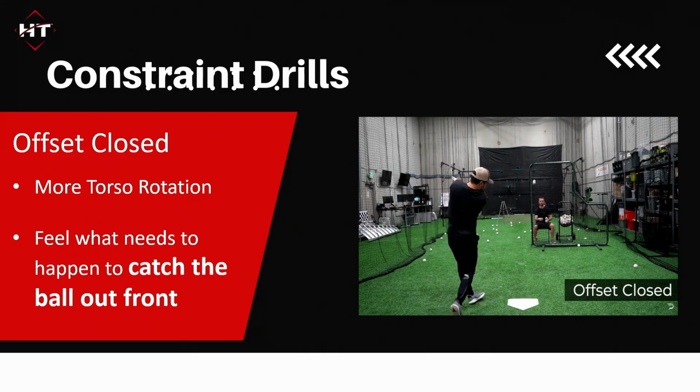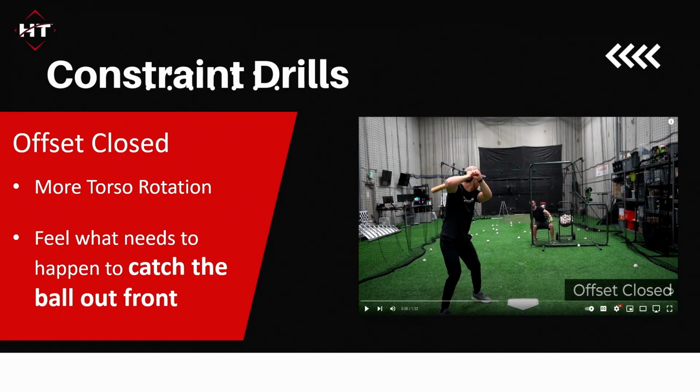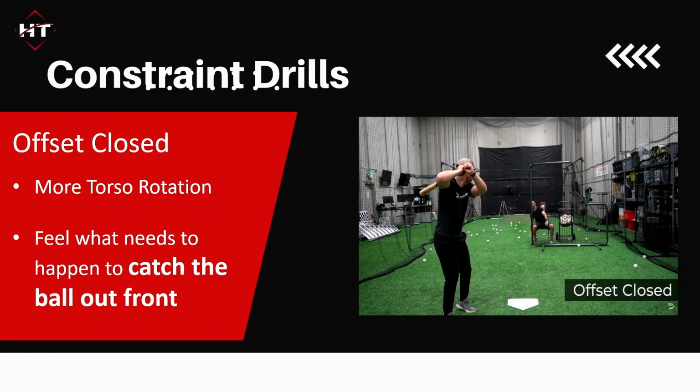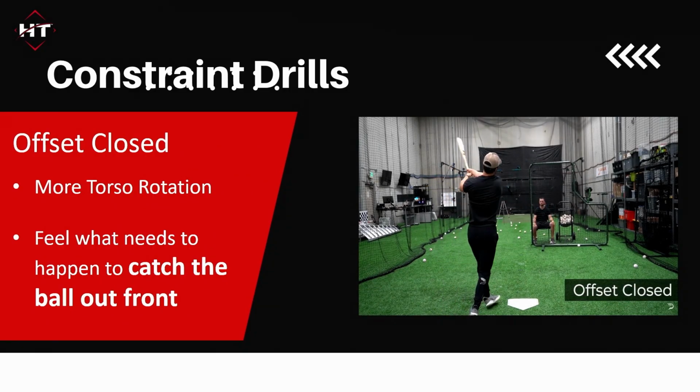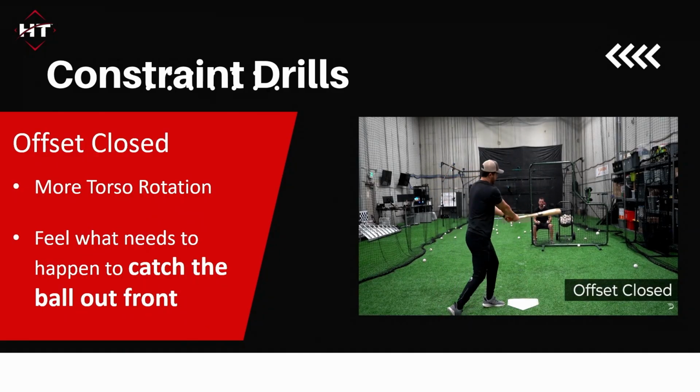Offset close is the go-to drill for learning how to rotate yourself more at contact, and also start from a more counter-rotated position. You're starting from this really close stance, and that's going to force you to turn your upper half in order to square the barrel and hit something flush out in front. So it's another thing that gets in the field what he needs to do to accomplish that task of hitting the ball more out in front in the air.